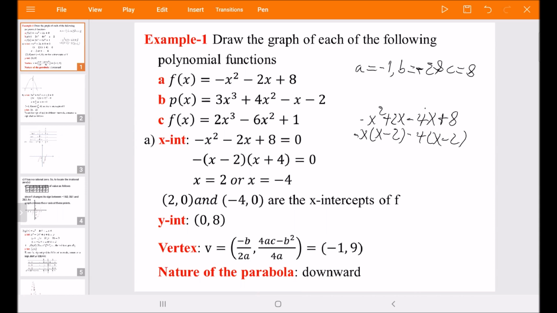So first, locate these 4 points in the xy coordinate plane: the 2 points where the graph of f of x crosses the x-axis, the point where its graph crosses the y-axis, and the vertex. After locating these points, you simply join them by a downward parabola, and that is the graph of f of x. And it looks like this one.